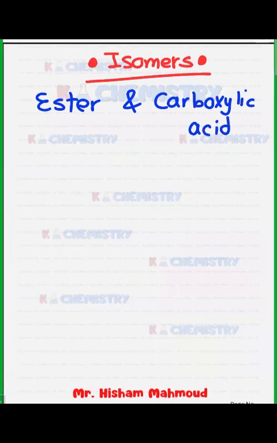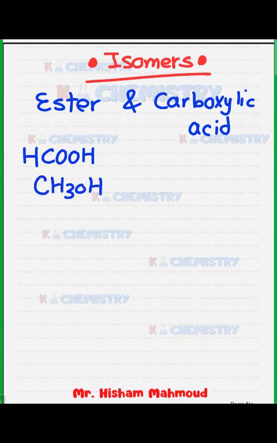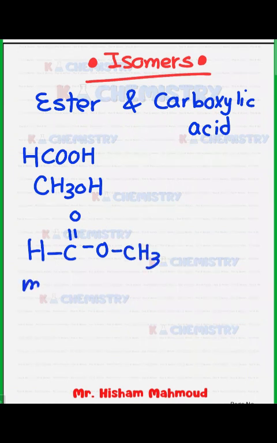How does this happen? Let's see an example. I have an ester that's made between HCOOH, the formic acid, the methanoic acid, and CH3OH, which is methyl alcohol or methanol. What is the ester formed? That's HCOOCH3. This ester is coming from the methanol, so it is methyl methanoate. Okay, this is an ester. There is nothing new here.